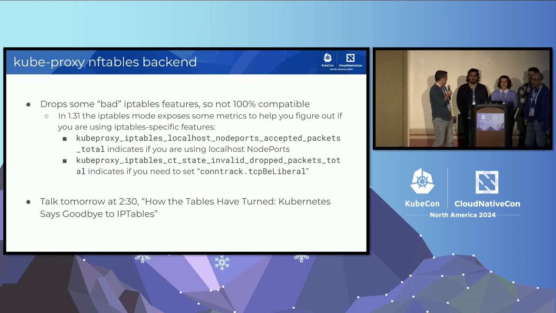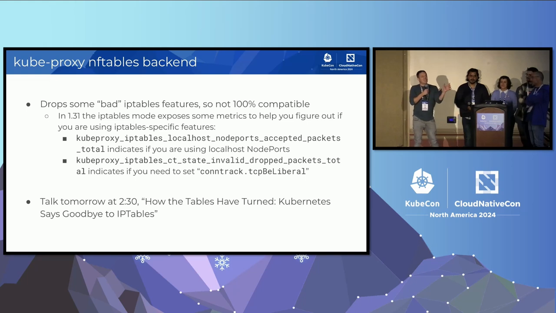So what release did those go in? Do you remember? Was it 1.32? Okay, that sounds right. Starting with 1.32, if you're running kube-proxy in iptables mode, there are some new metrics where it will detect if you're taking advantage of certain bits of functionality that iptables does that the nftables proxy doesn't do by default. And these metrics, the counters, will go up. And so you can see that and know that you need to adjust the configuration when you switch to nftables. And there's more about this in the documentation on migrating from iptables to nftables proxy. So you can check it out there.